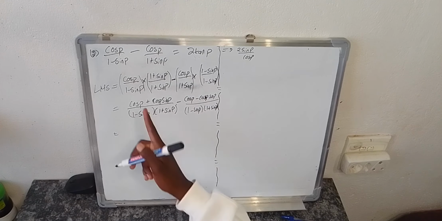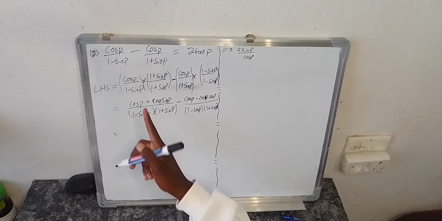So now remember, at the numerator side we want to be left with 2 sine p, and at the denominator side we have to be left with cos p. So now you can see that this one can divide this one. You see? So we are going to be left with what? 2 sine p all divided by cos p.